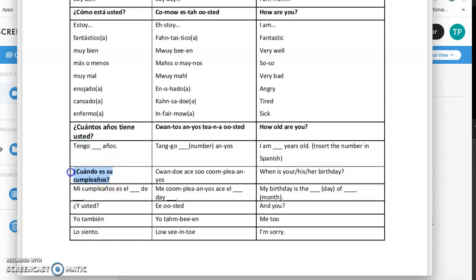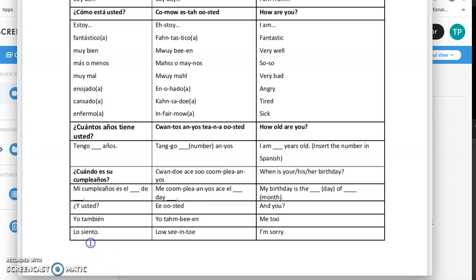Our last question is ¿Cuándo es su cumpleaños? Now, this is where you are going to use the months in Spanish. This is the phrase you're going to use. This first blank right here is where you write out the number in Spanish for the day that you are born on. Okay, so for example, I was born on the 27th, so right here is where I would put 27. Then you have the word de, and then the month. I was born in January, so the last word in my sentence would be enero.